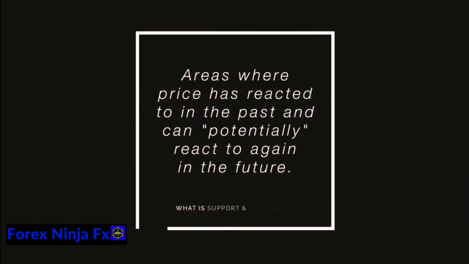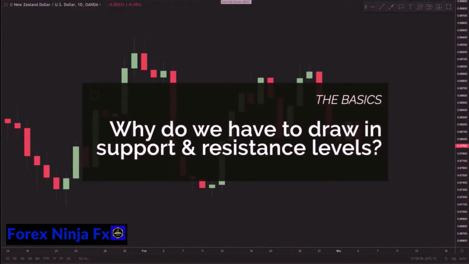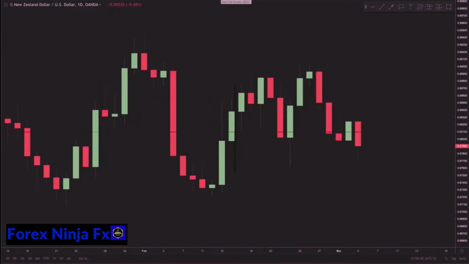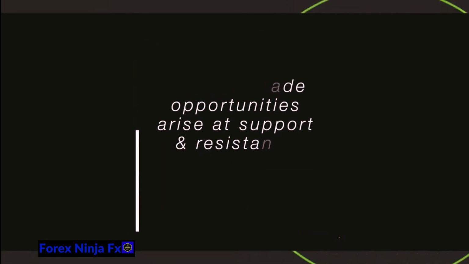Support and resistance is areas where price has reacted to in the past and can potentially, keyword potentially, react to again in the future. Now, why do we have to draw in support and resistance levels? We draw in support and resistance levels because once price gets back to these levels, there are possible trade opportunities that arise. And you want to have these levels drawn in already as a reminder to look.